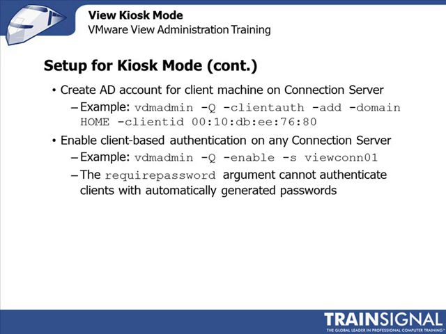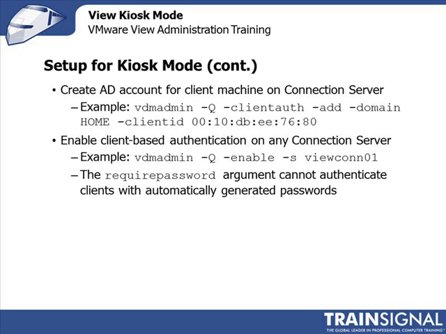We'll then need to identify which connection servers have the ability to authenticate client-based connections. We simply provide the -Q command, the -enable flag to enable kiosk mode, and then the -s command to identify the connection server that we want to be able to use kiosk mode with. We would run this command multiple times for however many connection servers we want to be able to authenticate client devices. This is one example of where we may want to use tags to limit certain pools to certain connection servers if we didn't want client devices to be authenticated on any connection server.